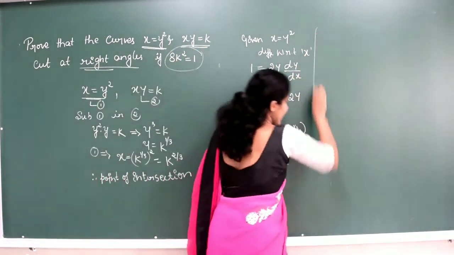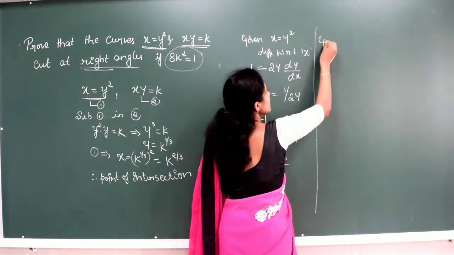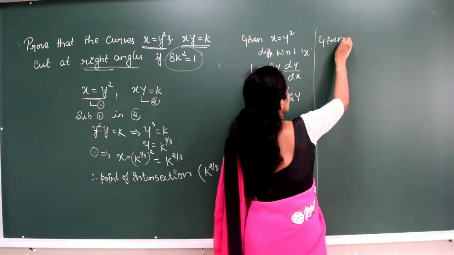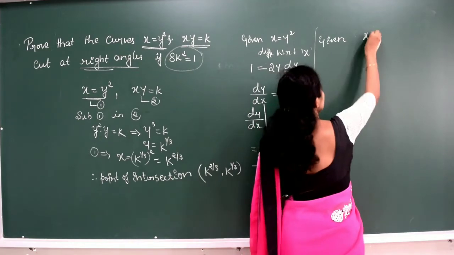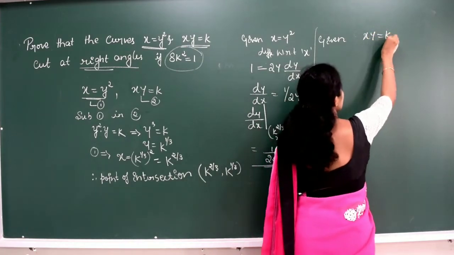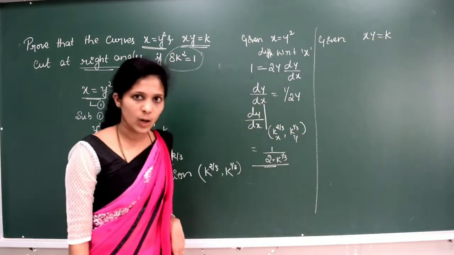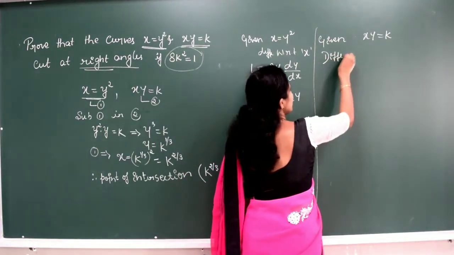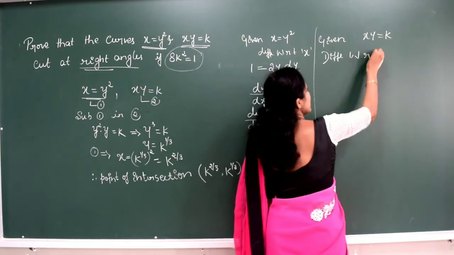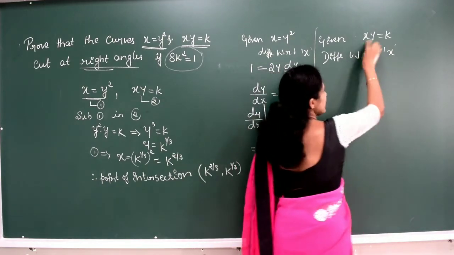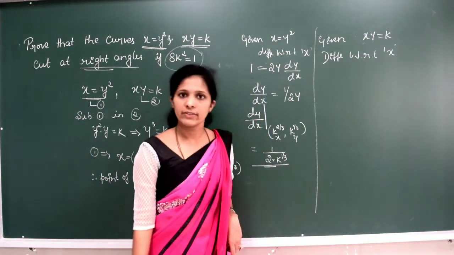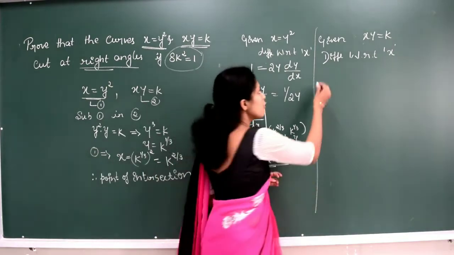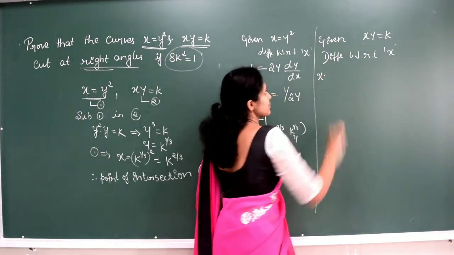To find that we have to differentiate the second given curve, x into y is equal to k. Here k is a constant. We will differentiate with respect to x. Is it clear? Differentiating with respect to x. Here x into y is there. Anyway we need to go with the product rule. The first one I write as it is.